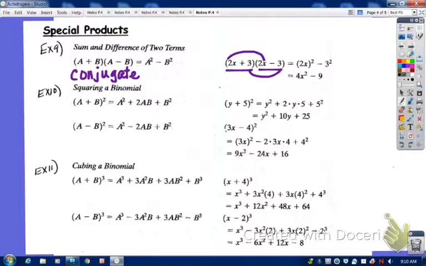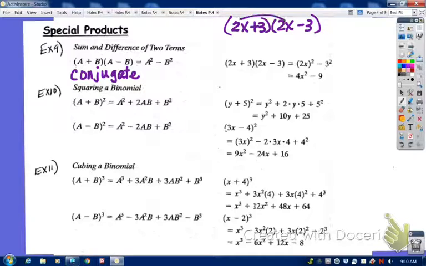All right, let me just prove to you real quick. I'm going to show you this one the long way and show you why we have a shortcut. You don't even have to work this out. Just watch me. So if I do this the long way, I get 4x squared. What?